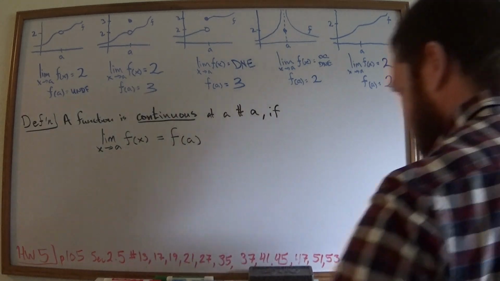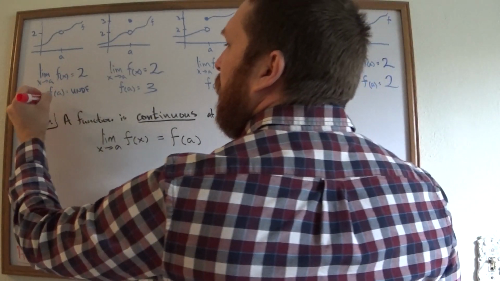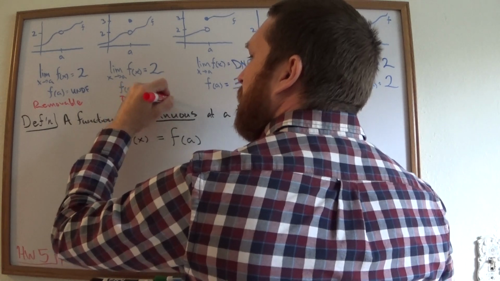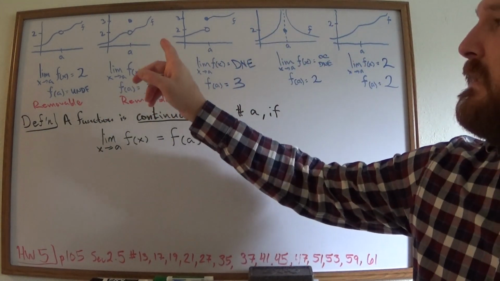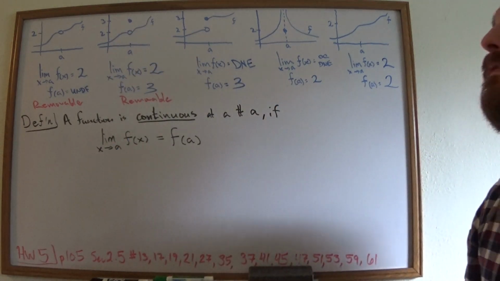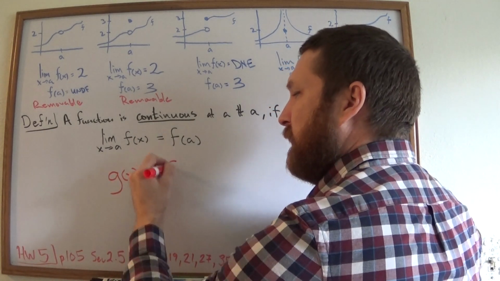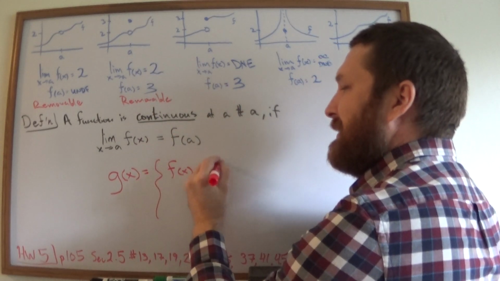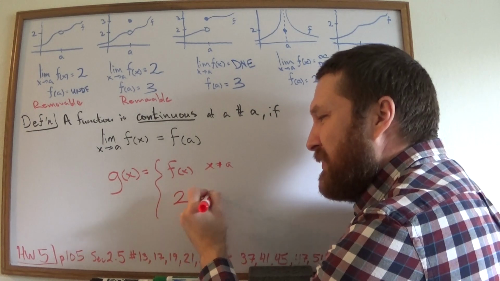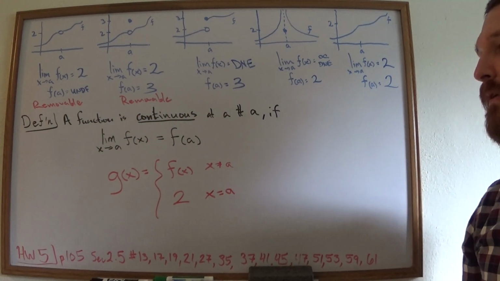Now here we go. Here are the different kinds of discontinuities. These two are called removable discontinuities. Why? Because you could get rid of the discontinuity by redefining it at one point. Like for this one right here, we could define a new function, g. And it's equal to f, that original function, whenever x is not equal to a. But it's equal to 2 when x is equal to a. You've redefined one point, and that's what it means. You could remove the discontinuity by redefining it at one point.